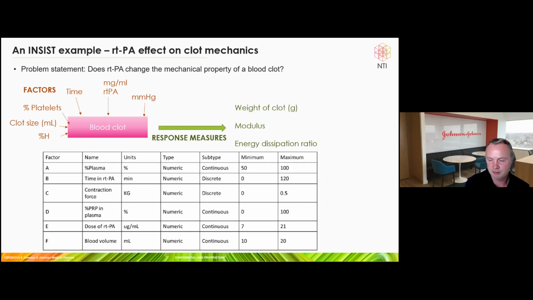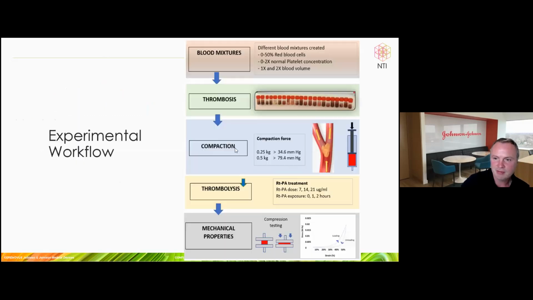Theoretically, it shouldn't, right? But what we wanted to do was incorporate that in our experiment to account for the fact that it might. So we deliberately included 2 different sizes of blood volume, which resulted in 2 different sizes of clots. So we could determine whether clot size influenced the effectiveness of the TPA, and as a result, the mechanical properties. So that's our system, our problem, our settings.